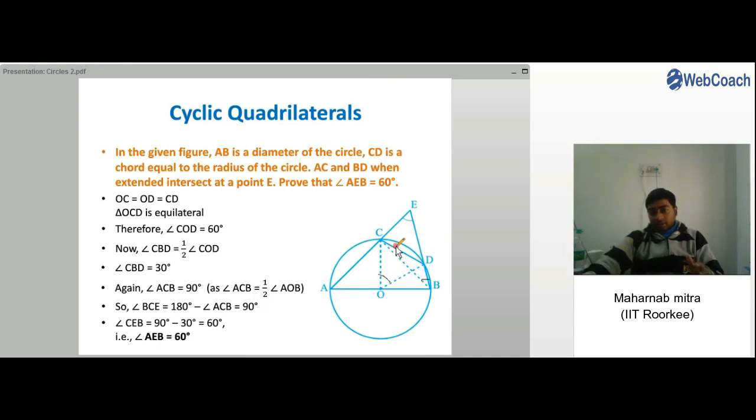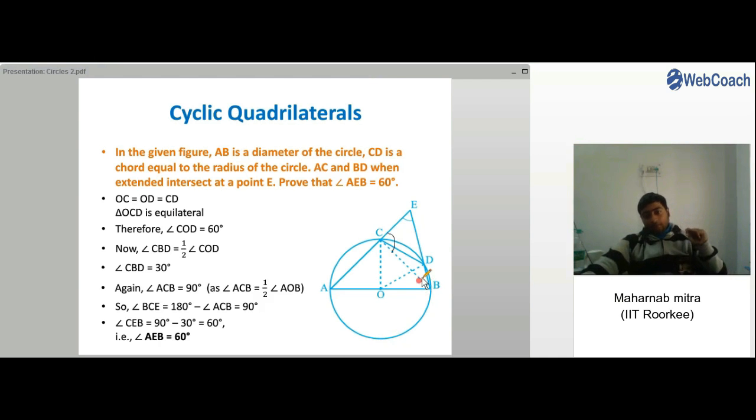Now, to find one more angle of the triangle BCE, we see that angle ACB is 90 degrees because it is the angle subtended at the circumference by the arc AB. By this arc, the angle is subtended at the circumference at C. And as the angle subtended by the diameter at the center is 180 degrees, this angle will be half of it because it is on the same arc. So 180 degrees divided by 2, we get this angle as 90 degrees. Considering ACE is a straight line, we get the measure of angle BCE as 90 degrees once again.